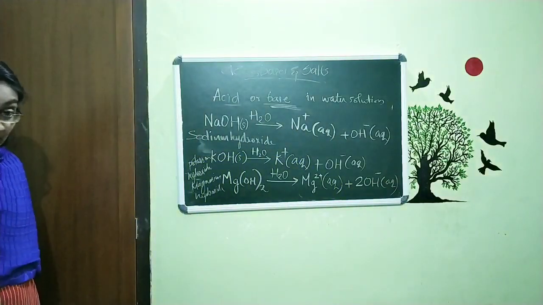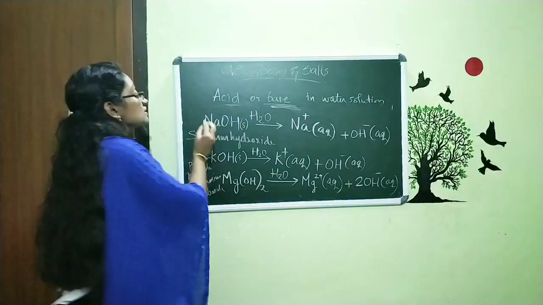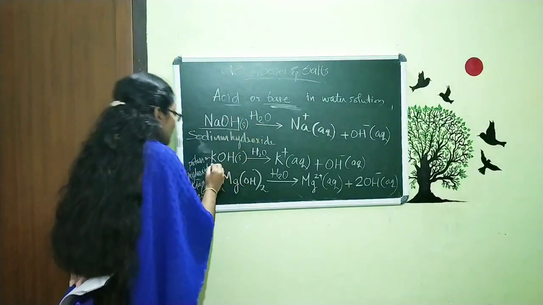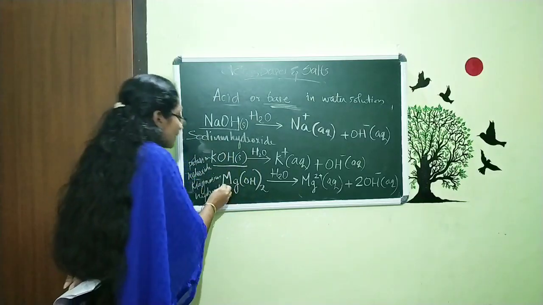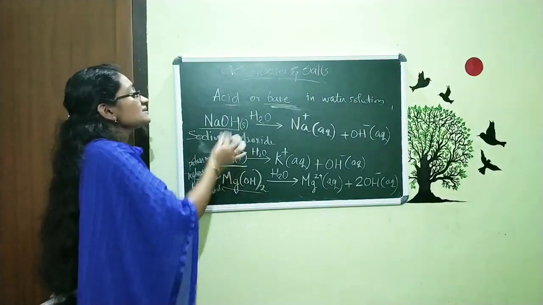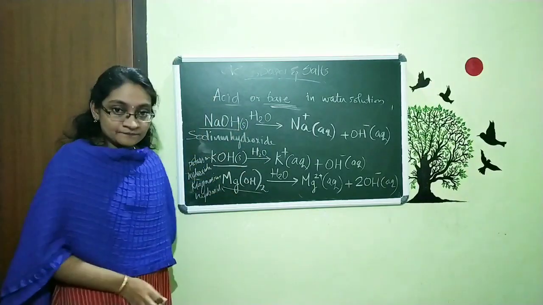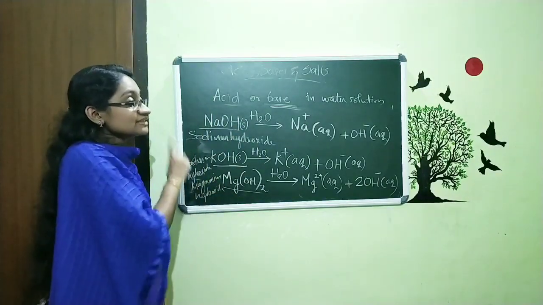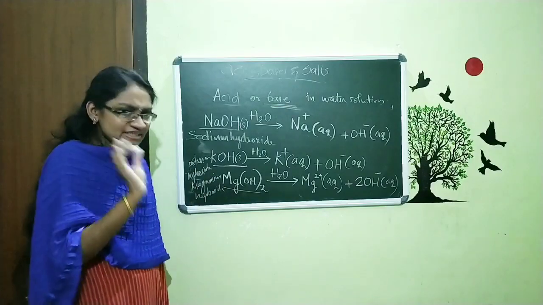So these are some of the samples we selected. Sodium hydroxide, potassium hydroxide and magnesium hydroxide. We are just selecting some samples and mixing them with water, and when we mix them with water, we get certain products.